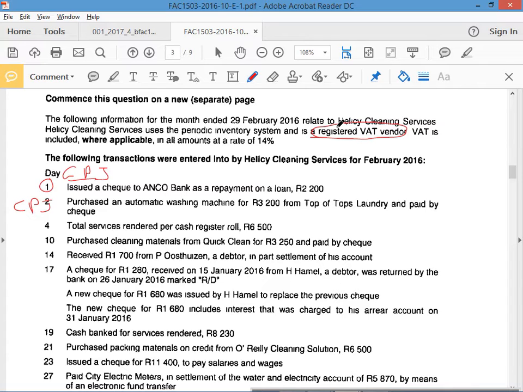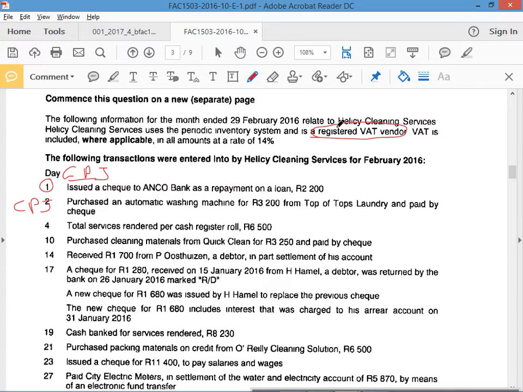If I'm selling, goods are going out, so I have output VAT. Why is it considered output VAT? It's because I'm collecting the VAT, but it's not mine. Imagine selling something, let's say you're selling cold drink, Coca-Cola. There'll be 14% VAT. You're collecting it because you're selling it, but it's not your income. It needs to be paid over to SARS.